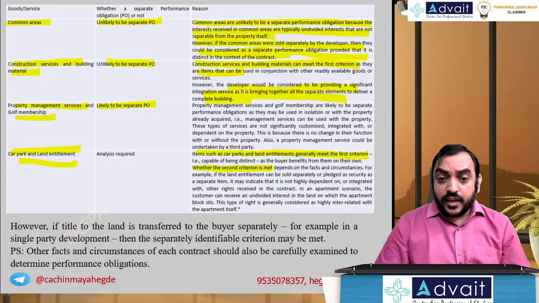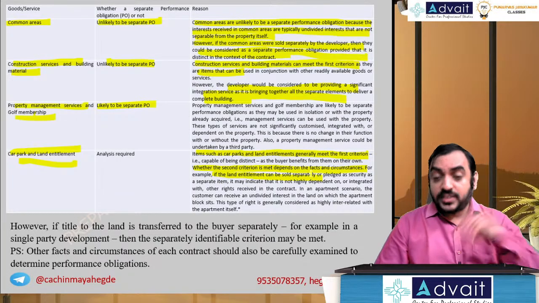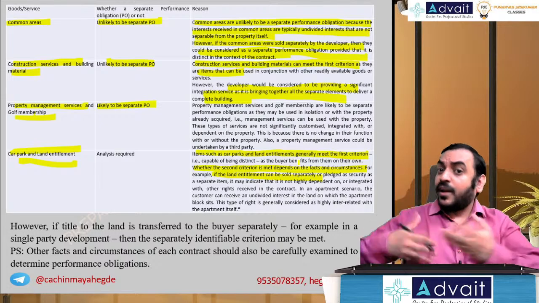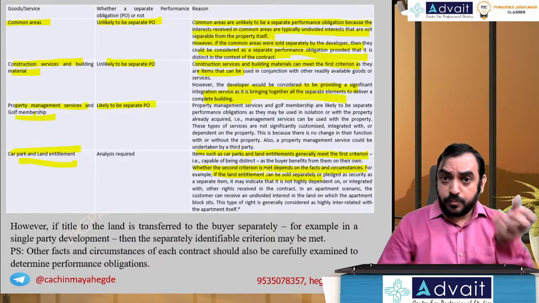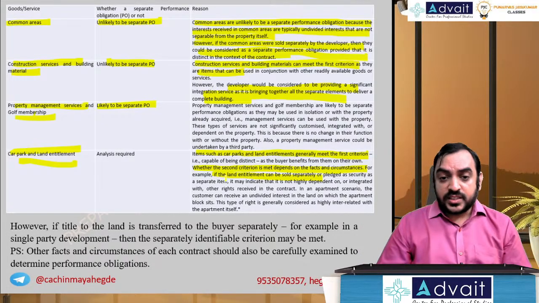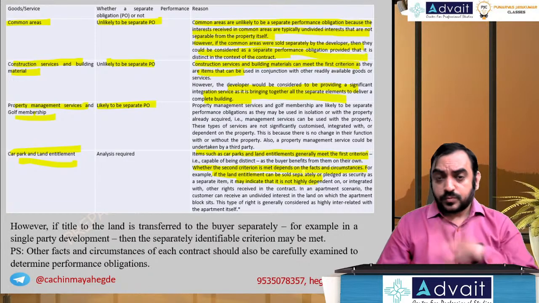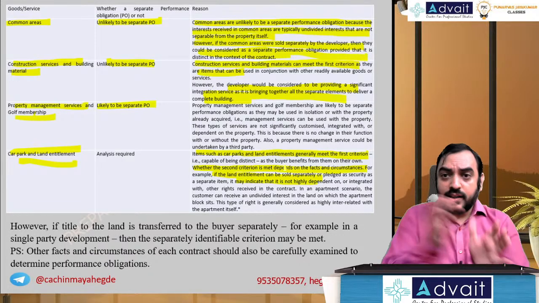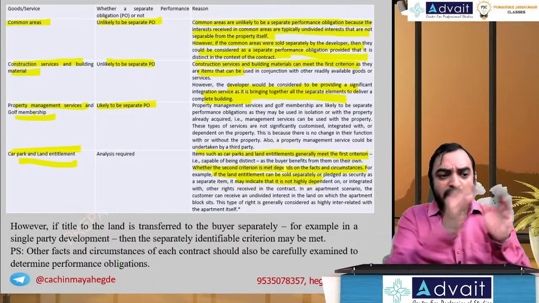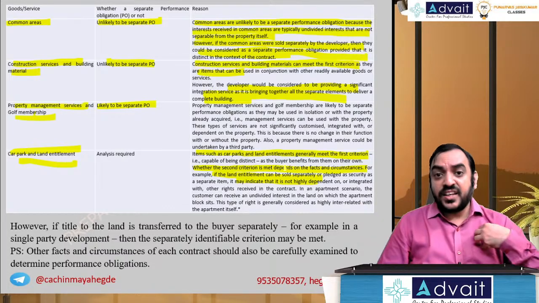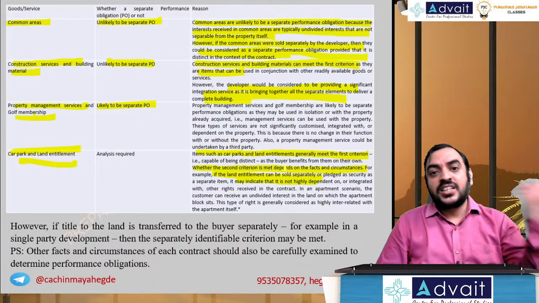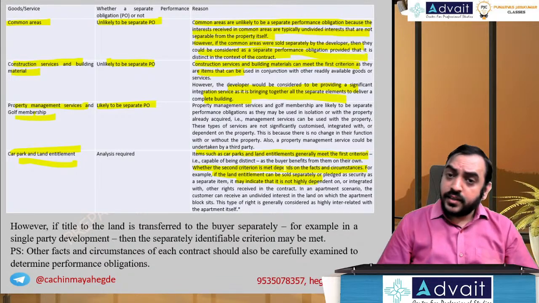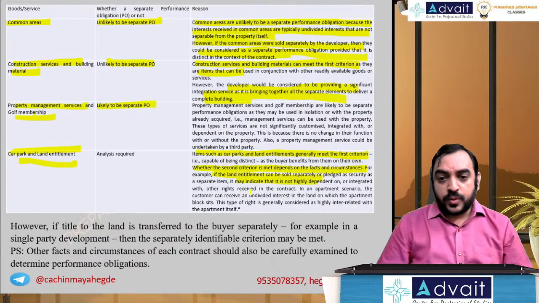Whether the second criterion is met depends on facts and circumstances. For example, if the land entitlement can be sold separately, only my land entitlement I can sell separately, not common land. Security is separated, it may be included as not highly interdependent. So I can take it separately, I can sell it separately, a component of the land. If I have the individual right, I don't have to ask other people in the society. Then you can take it as a separate performance obligation.